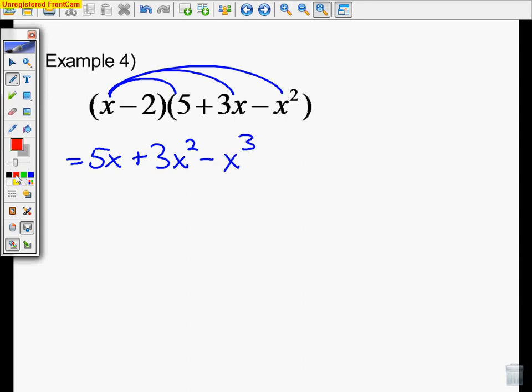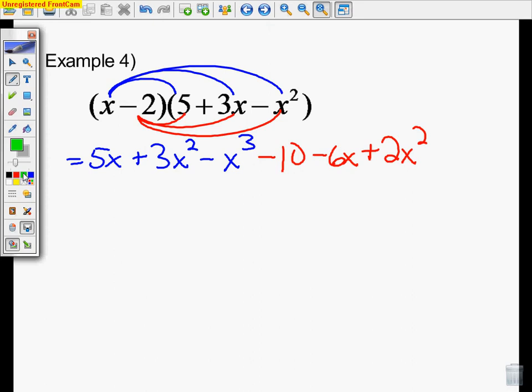And then we're going to distribute this negative 2 into everything. Okay, so negative 2 times 5, that's negative 10. Negative 2 times 3x, that's negative 6x. And then negative 2 times negative x squared. Well, a negative times a negative is a positive, and that's 2x squared.